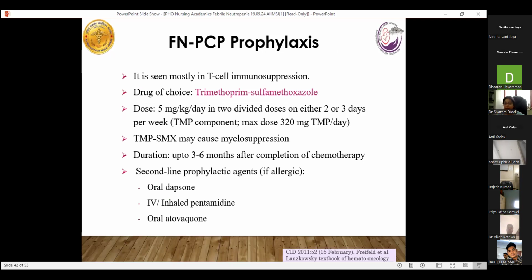For PCP prophylaxis, the recommended treatment is trimethoprim sulfamethoxazole, which is commonly known as Septran. It causes myelosuppression, but it should be given for around 3 to 6 months after completion of chemotherapy. And there are second line agents which can be used if someone is allergic to Septran. Then we can use oral dapsone, IV or inhaled pentamidine, or oral atovaquone.